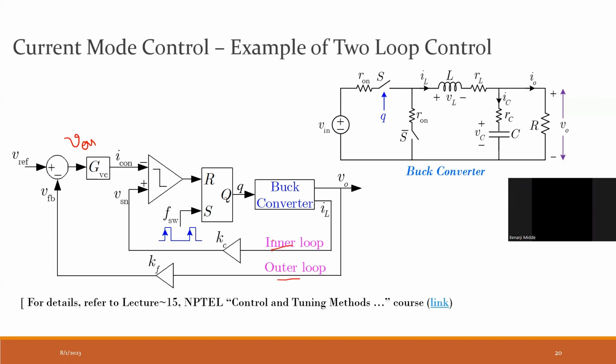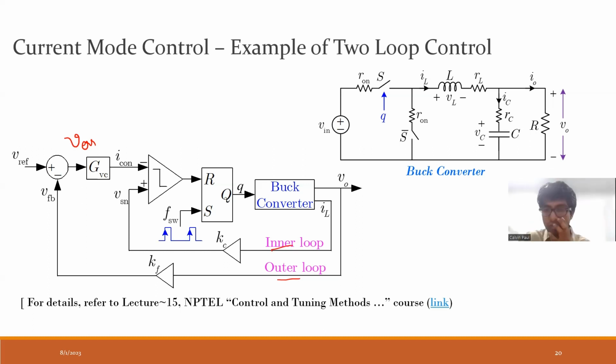Sir, can I interchange V naught and IL, like in the inner loop and outer loop? No, you cannot actually. Because this is the ripple of the inductor, no? It is large, while the output voltage ripple is very less. That's why the bandwidth requirement of the outer loop is slow, while the requirement for this is high. That is why we have the inner loop as inductor current and the outer loop as output voltage.